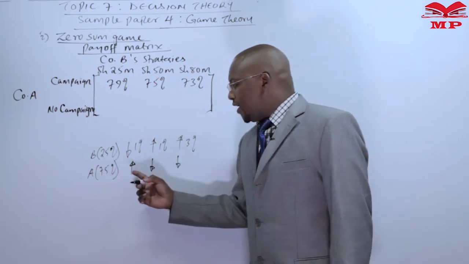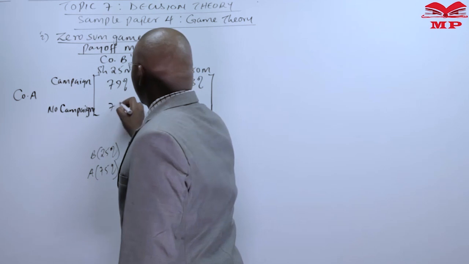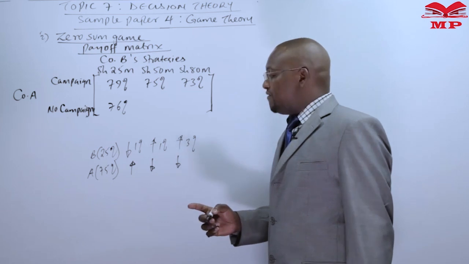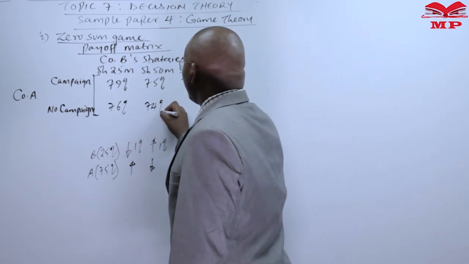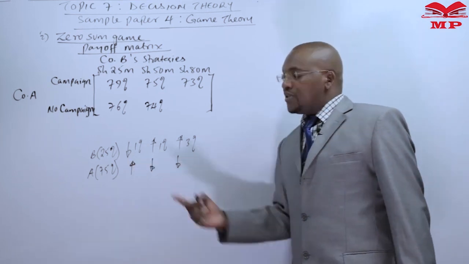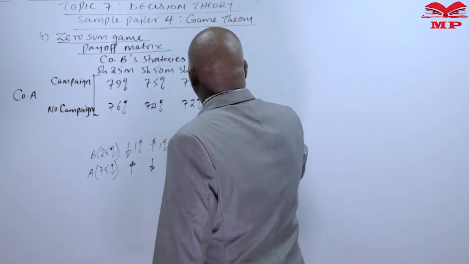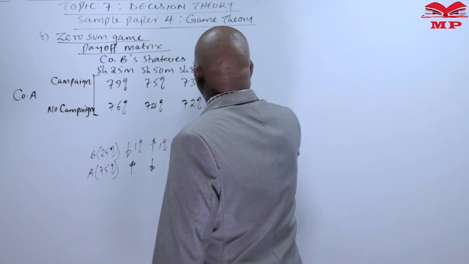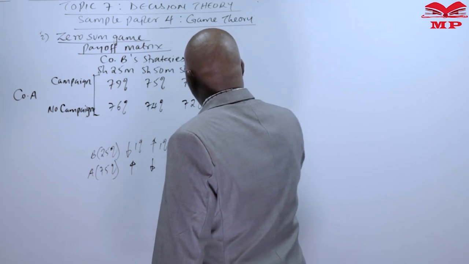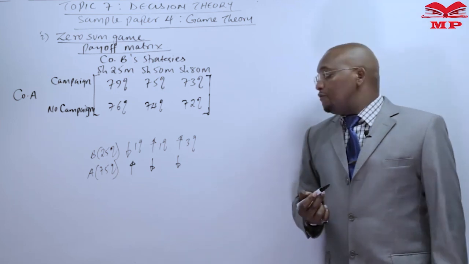So what will be the new percentages? Now company A gaining 1% to 75, that will give us 76%. Company A losing 1% from 75, this will give us 74. And company A losing 3% from 75%, that will give us 72%. And therefore, this being our matrix, we shall use what we call the maximin minimax principle to solve for this game.